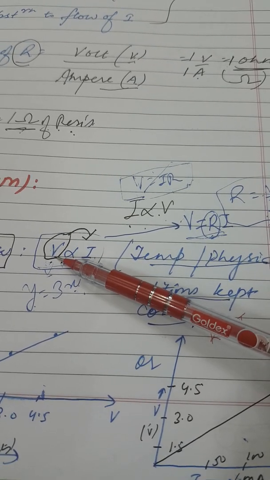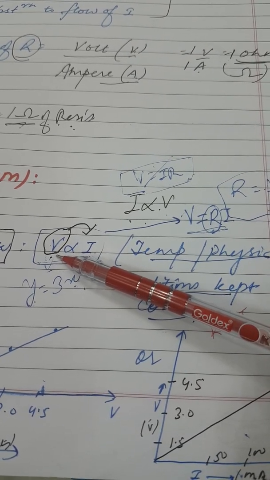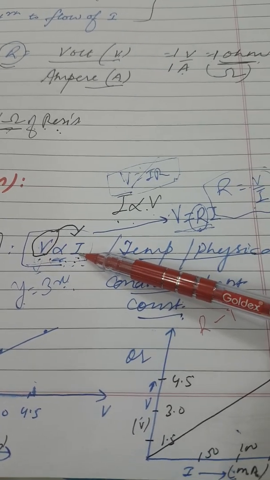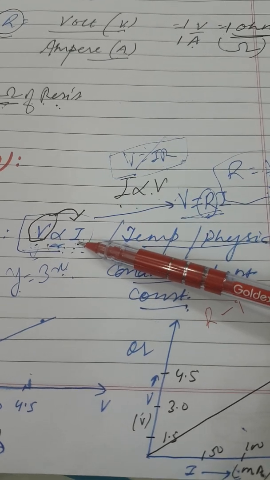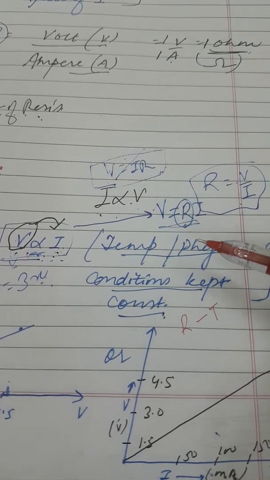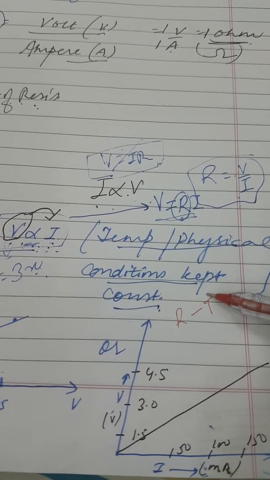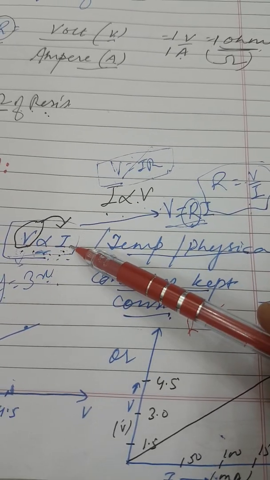If you increase the number of cells or batteries, that is, the amount of voltage or potential difference, then in that pattern only you will get an increased or decreased amount of current. In Ohm's law, temperature and physical conditions need to be kept constant, and then only V is directly proportional to I.